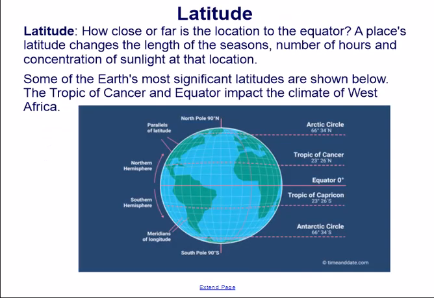Latitude. How close or far is the location to the equator? A place's latitude changes the length of the seasons, number of hours, and concentration of sunlight at that location. Some of the Earth's most significant latitudes are shown below. The Tropic of Cancer and equator impact the climate of West Africa.